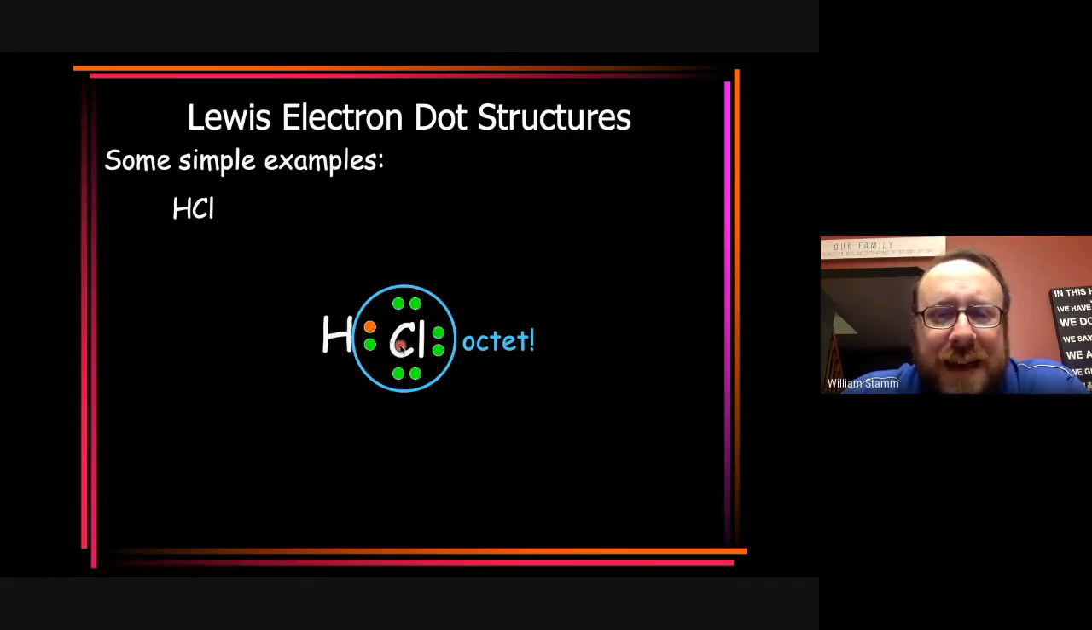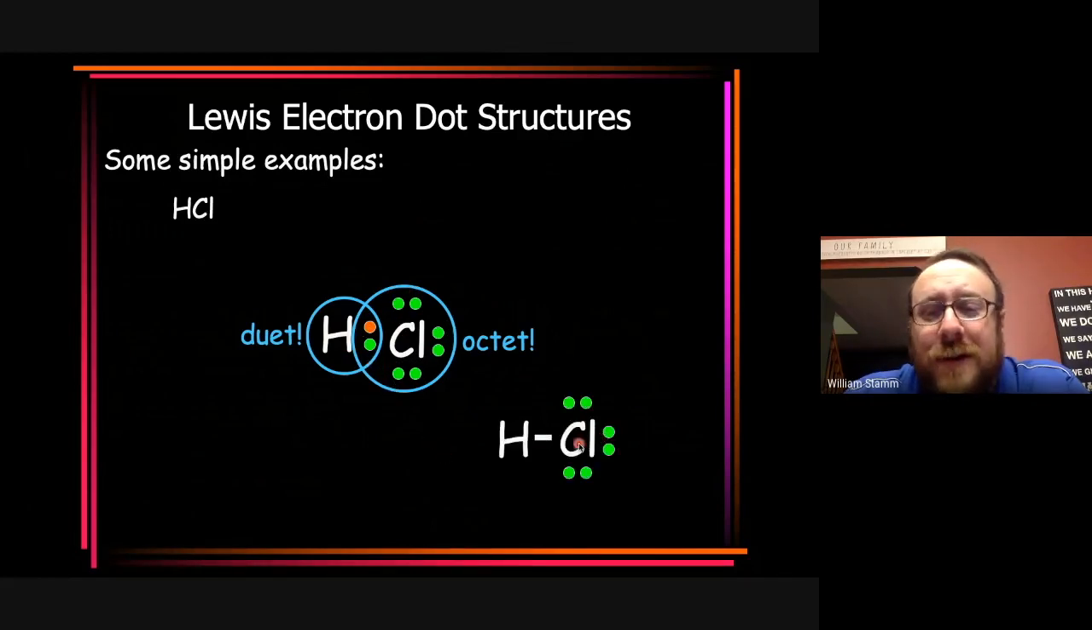There's the octet, and here's the duet. So that's good. Hydrogen has the duet, 2 electrons, 1 shared and 1 its own, and chlorine has 7 of its own and 1 shared. This is how we will usually draw it. Instead of drawing the 2 dots in between, a lot of times you just draw that line, and then you draw all the extra ones that chlorine has. These are not involved in the bond at all, but they are pairs of electrons. So that is the Lewis dot structure for hydrochloric acid, HCl.